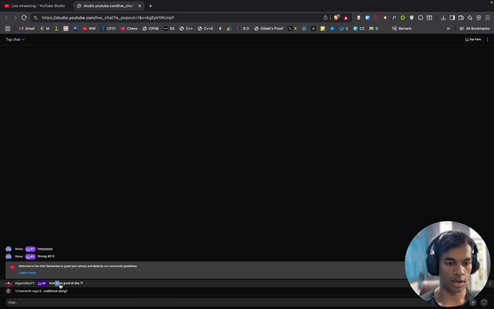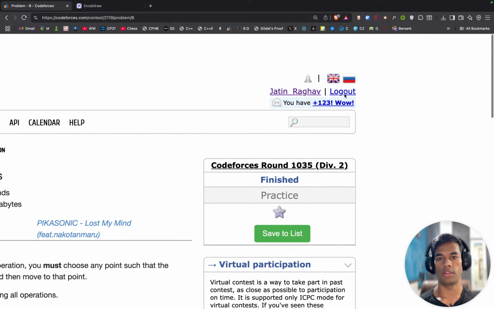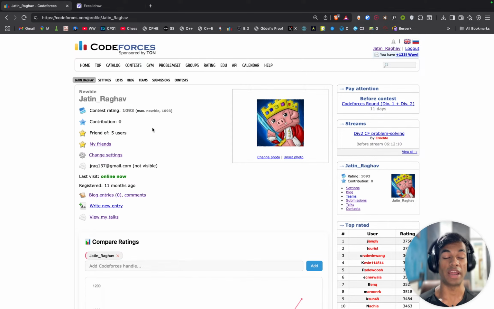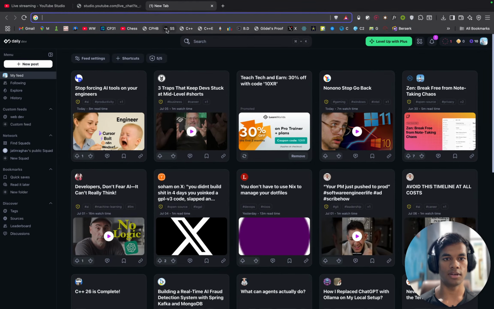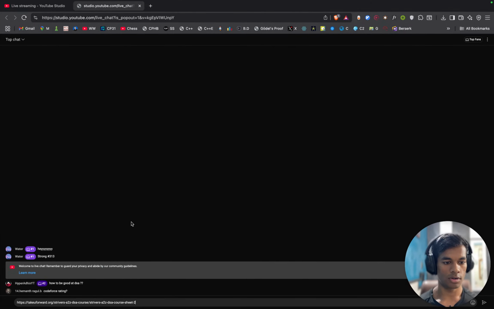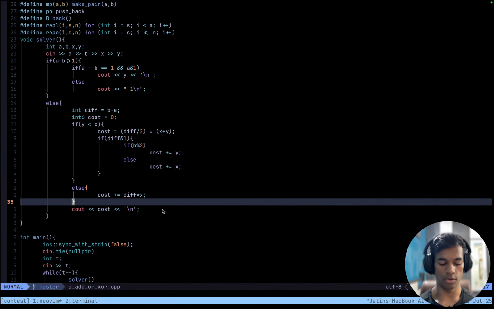How to be good at DSA practice. Hemant Ragul P. Code Forces rating. It has increased now. It is now 1093. And to get good at DSA, you have to study and practice. You can do this drivers sheet. This is what I am doing. You can practice from here and study the theory from there.